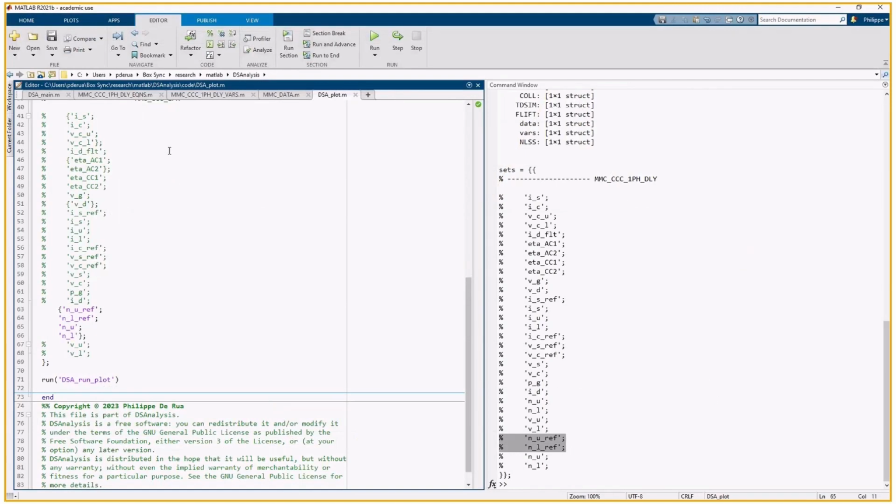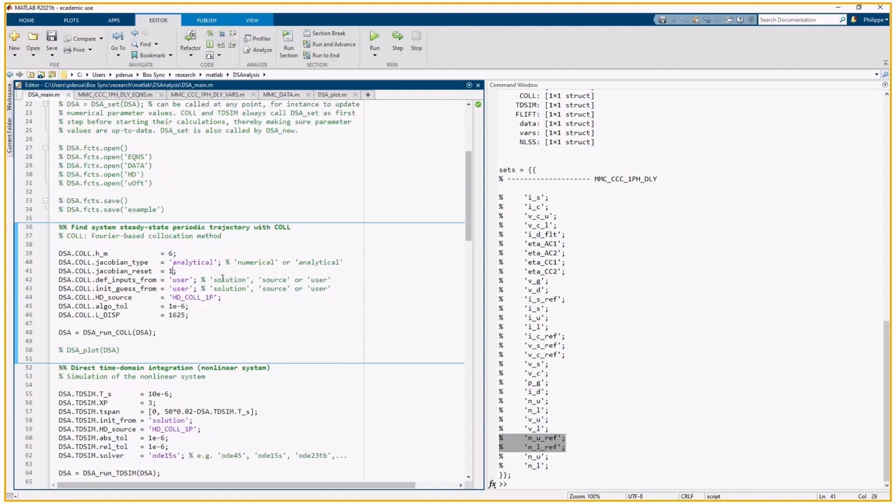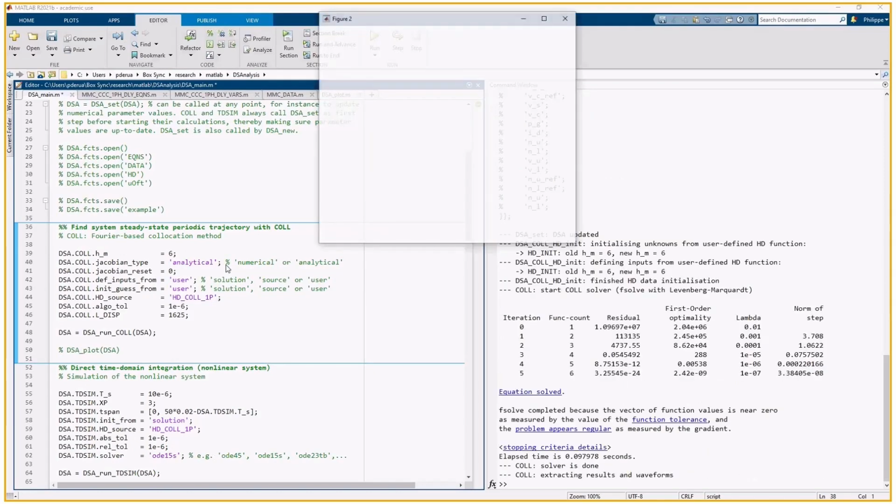There are different things that I can do to check that all the variables have been calculated with proper delays. Let's say I go back to the data and say, actually, I do not have a delay for this particular value. I'll just put it to 0. I go back to the main. I do not have to reset the Jacobian because I can reuse the same structure. In any case, I can rerun.